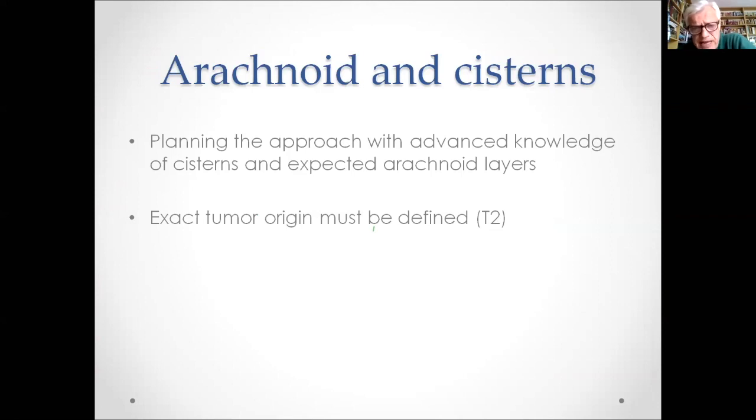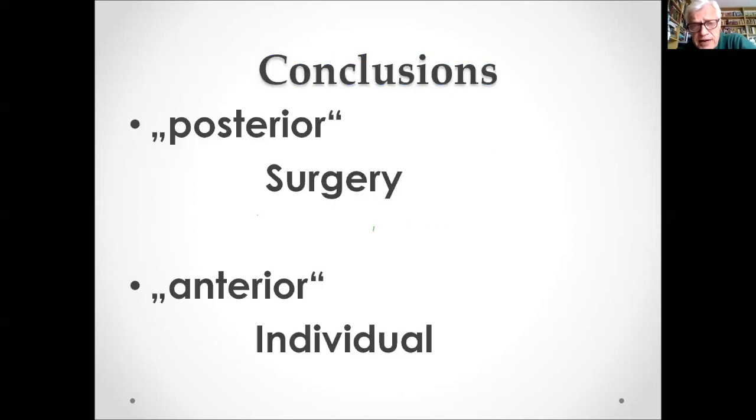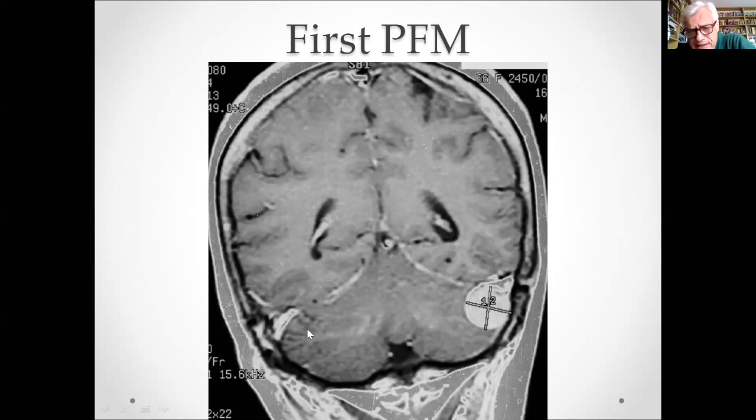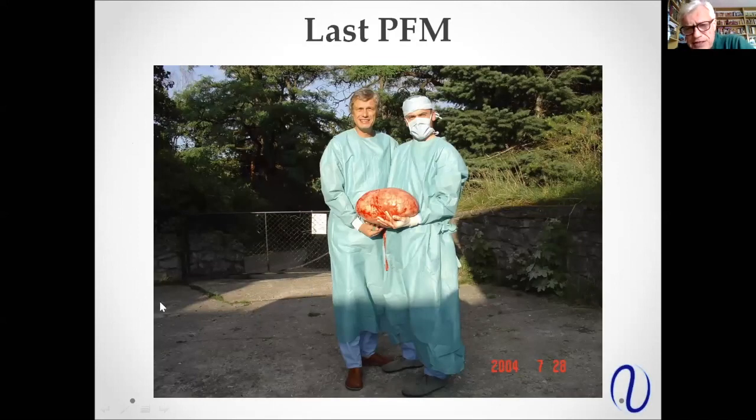It really is the thing which you should think about before any surgery. And of course, the exact tumor origin must be defined, because where the tumor starts, there is the cistern where the tumor is located. And in this, the T2 helps you with all those signs which are pointing directly to the point of origin. They are not always seen, but in many tumors, you see them well. So in conclusion, for posterior fossa, those tumors which are posterior to the nerves, go for surgery, which are anterior, think individually. For those who are beginning the surgeries, the residents of the first, second year, this should be your first posterior fossa meningioma, and this should be your last posterior fossa meningioma after many, many years of training.